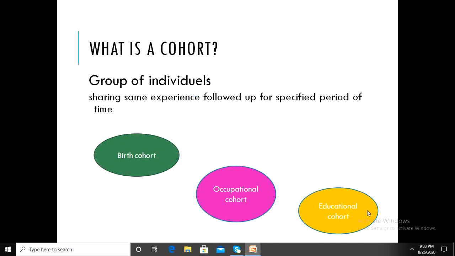So what is a cohort? How do we define a cohort? A cohort is actually a group of individuals who are disease free, who are free of the outcome of interest. They share the same experience, and they are followed for a specific period of time to assess whether the outcome is related to the exposure or not.